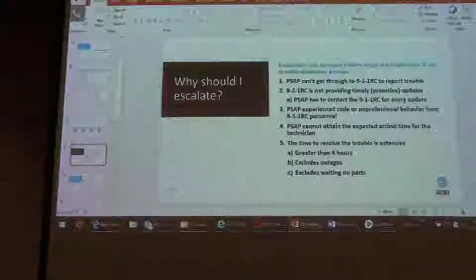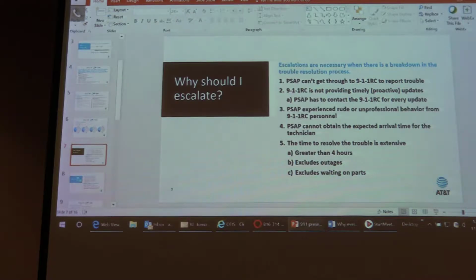Again, if you're not getting updates in a timely manner, where the resident is contacting you for a reroute or whatever it is that's going on, you need to escalate. If you ever receive unprofessional behavior, of course, that's a given, you need to report it.